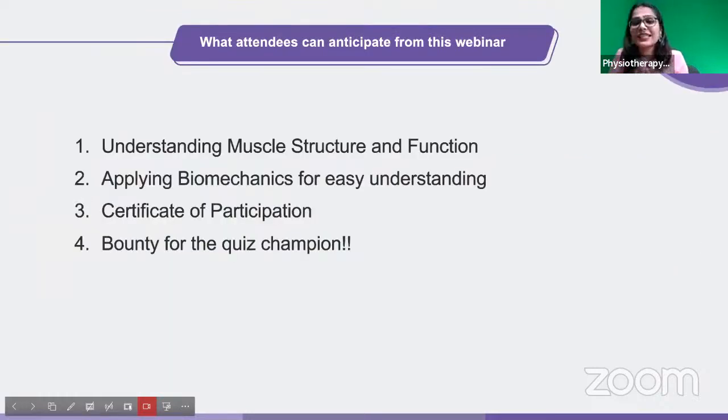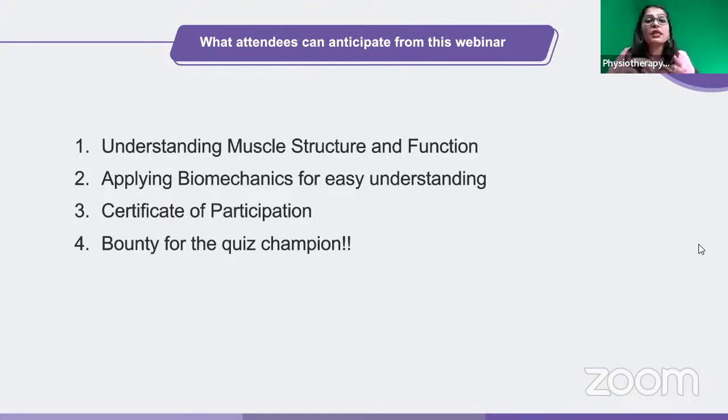Starting with the first slide, what you can anticipate from this webinar is that you will understand the muscle structure and function related to your core and back. There are many muscles present in our back which we studied in first year, such as iliocostalis, longissimus, erector spinae, multifidus. But we do not know the exact action of those muscles or the exact course or pathway which each muscle follows. So we will apply the concept of biomechanics, that is the plane and axis, in today's session.